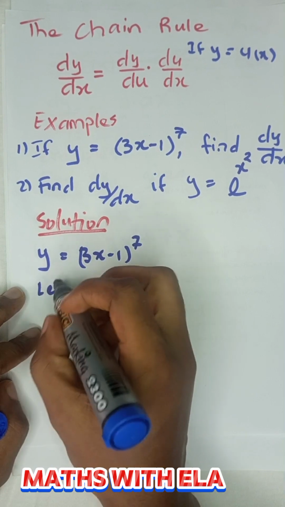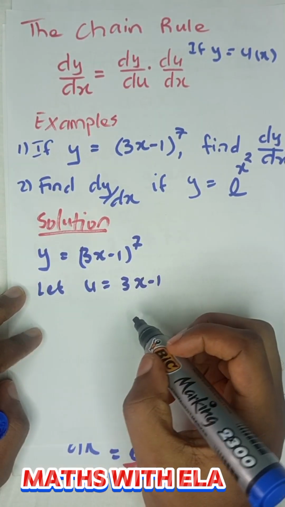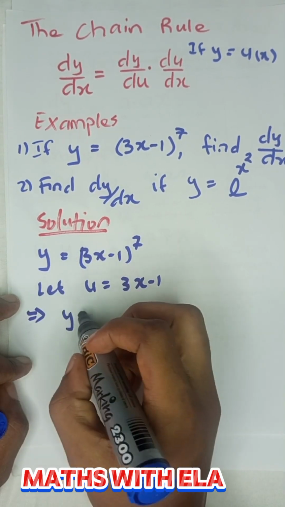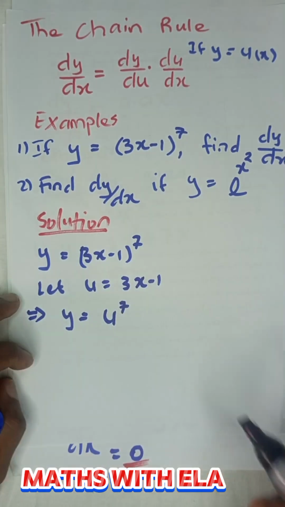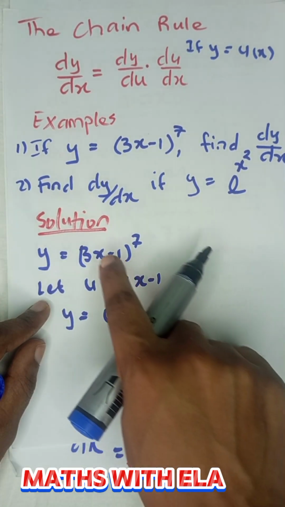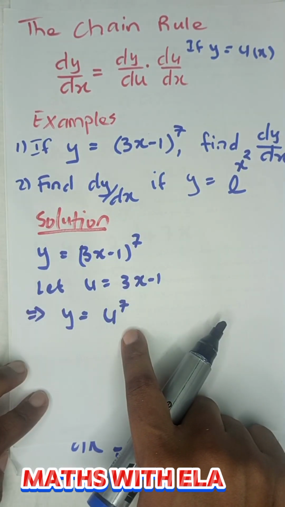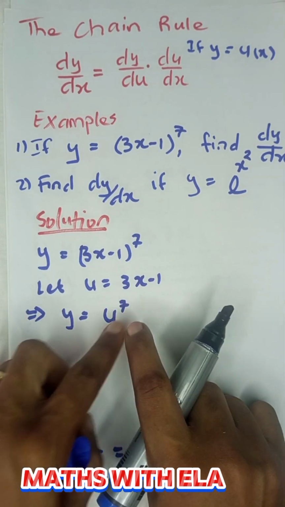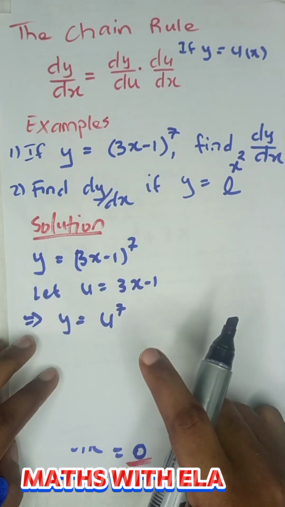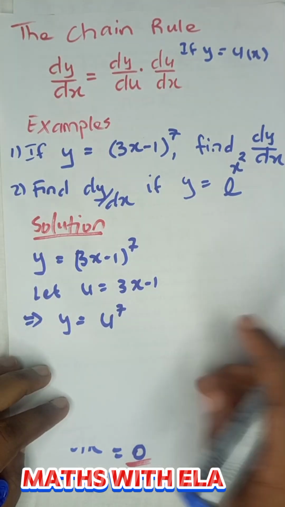First thing is to let u be equal to 3x minus 1. Then y will just be equal to u raised to the power 7, because you've let what is in this bracket be u. So replacing it with u, we have y equal to u to the power 7. So here we have y as a function of u and u as a function of x. And so we can go ahead now to find the various components of this chain rule formula.